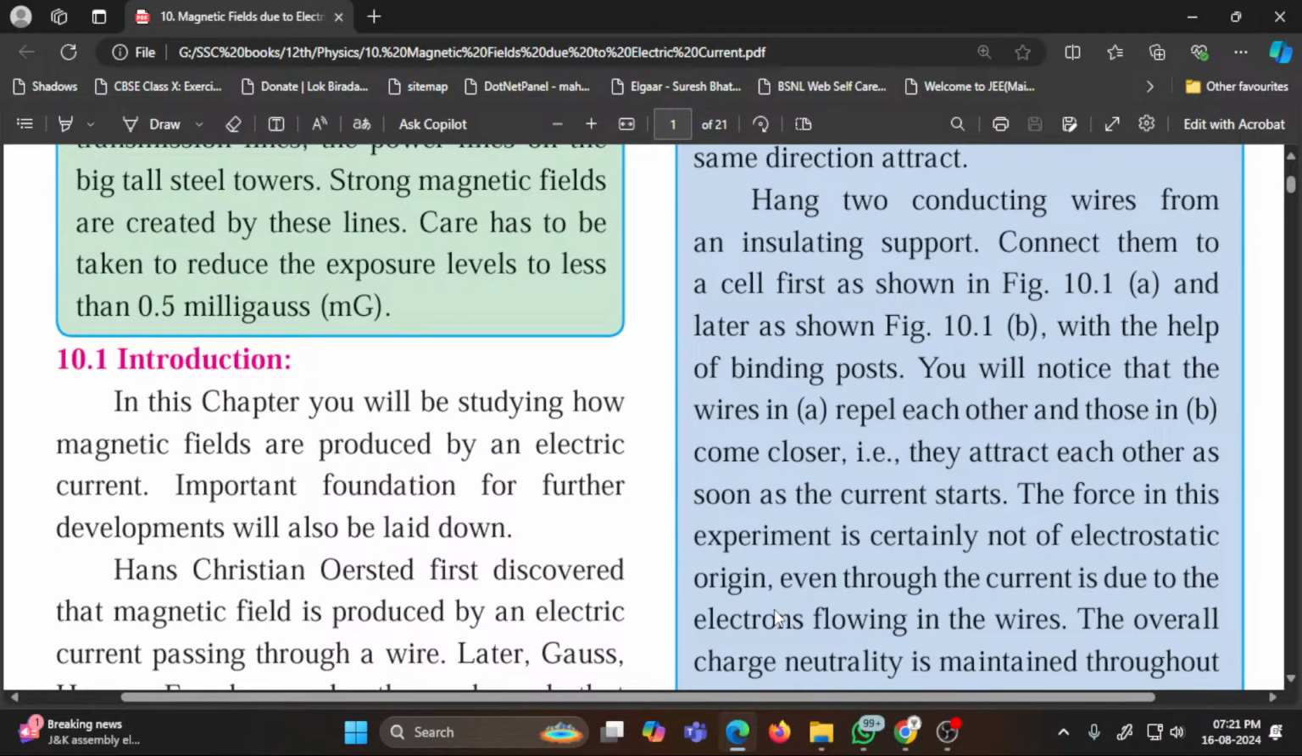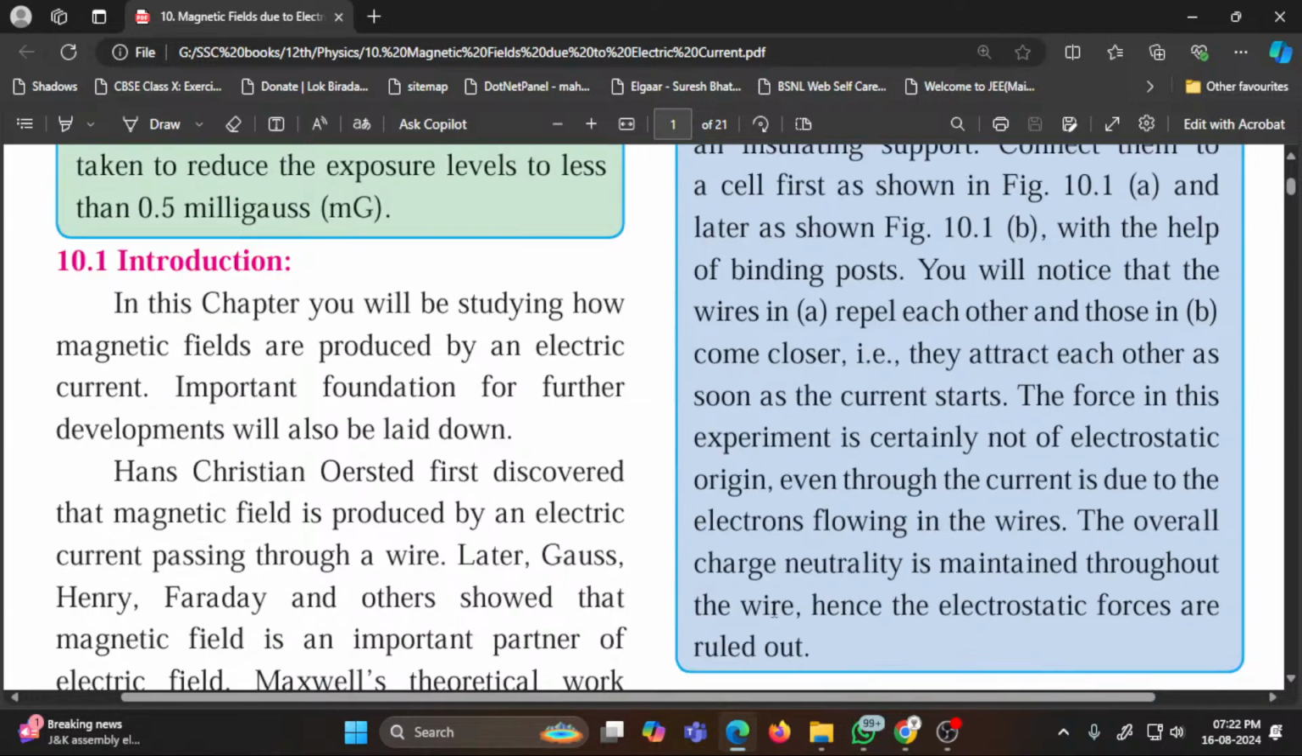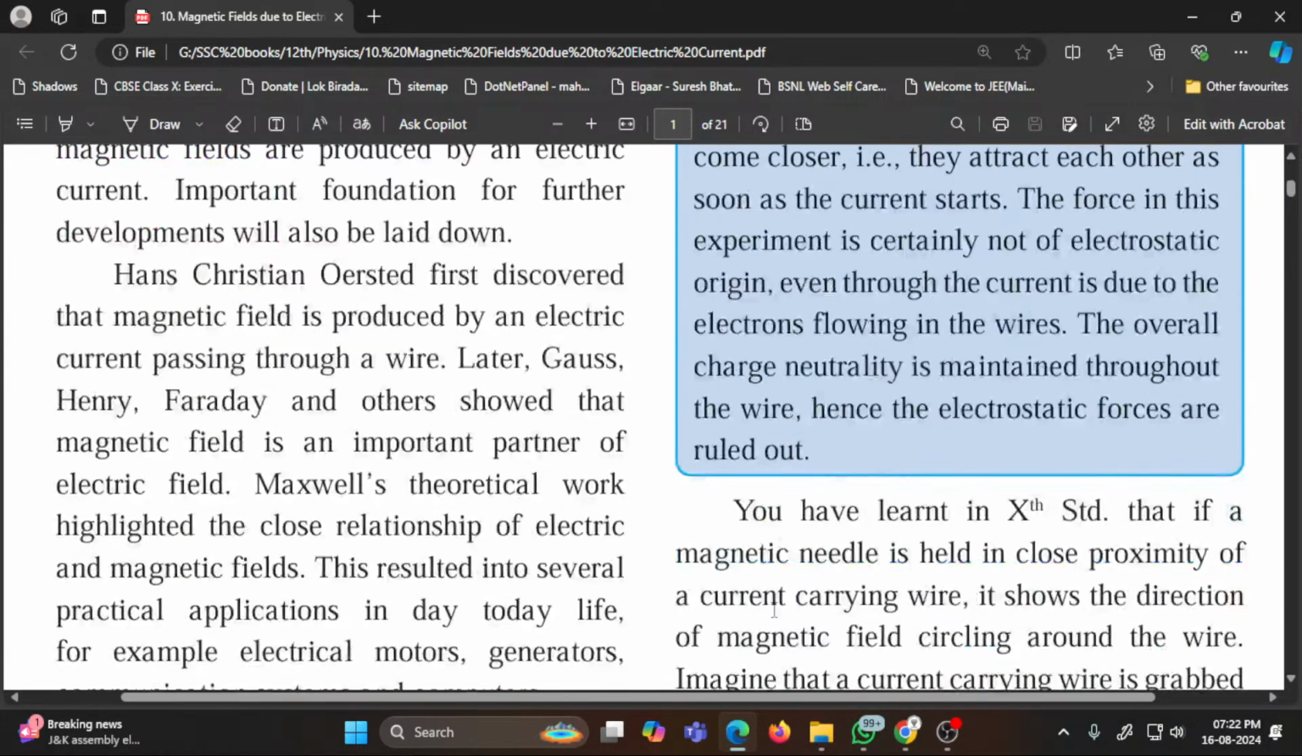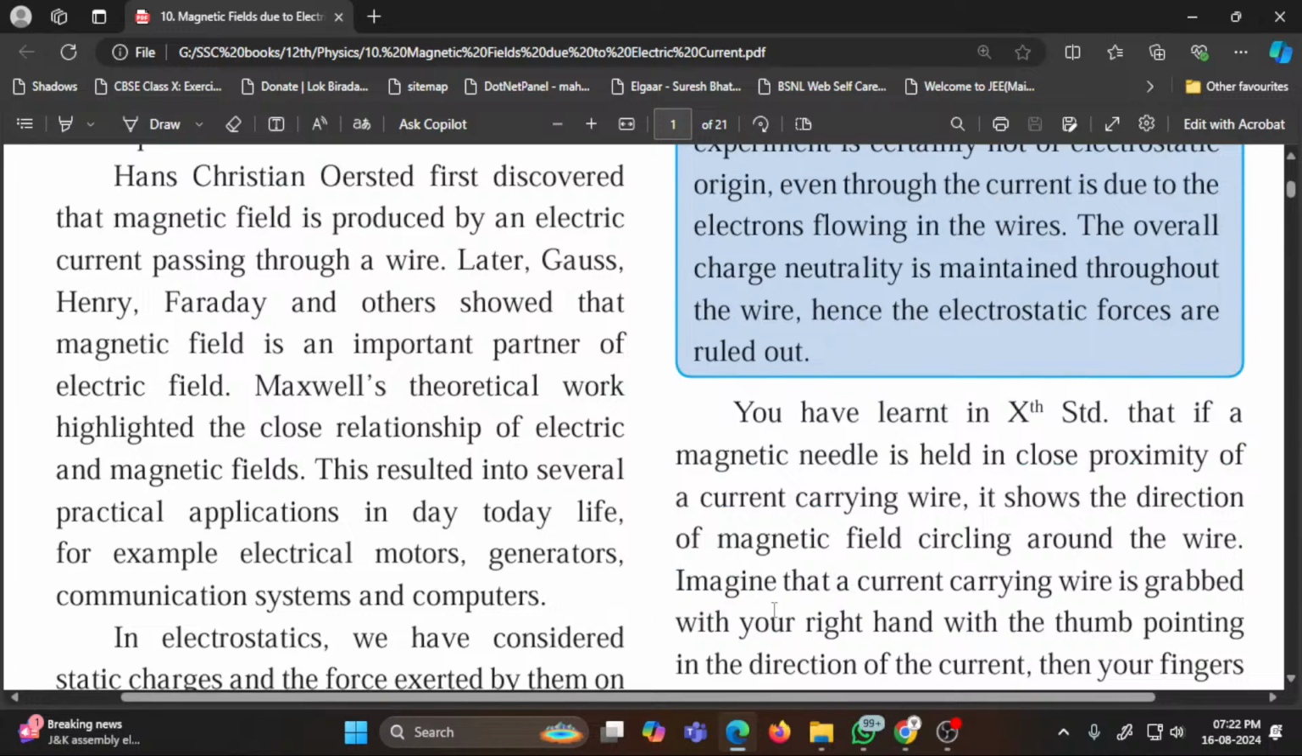The force in this experiment is certainly not electrostatic origin, even though the current is due to the electrons flowing in the wire. Overall charge neutrality is maintained throughout the wire, hence electrostatic force are ruled out.